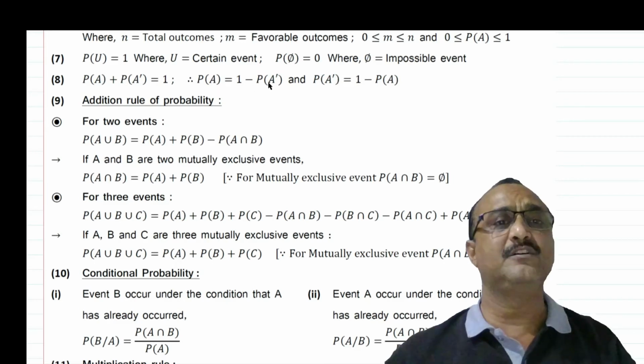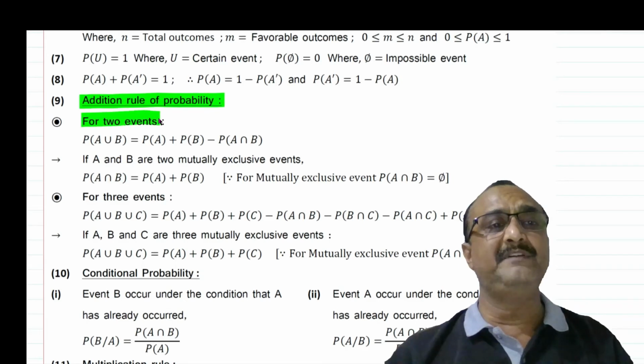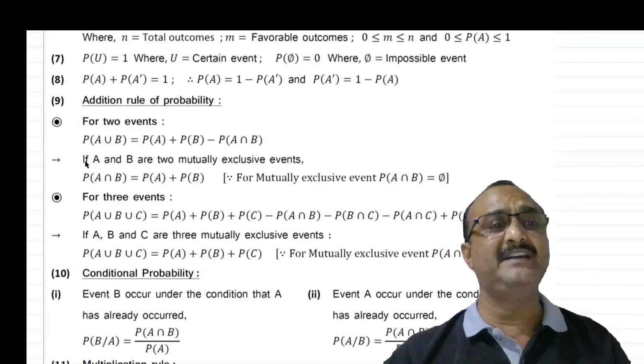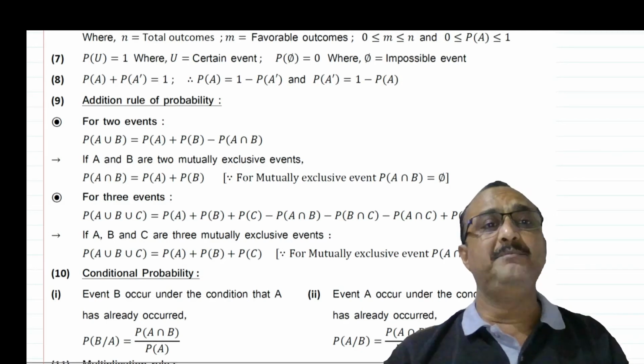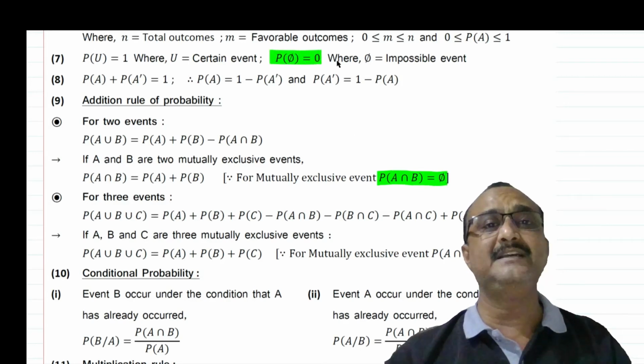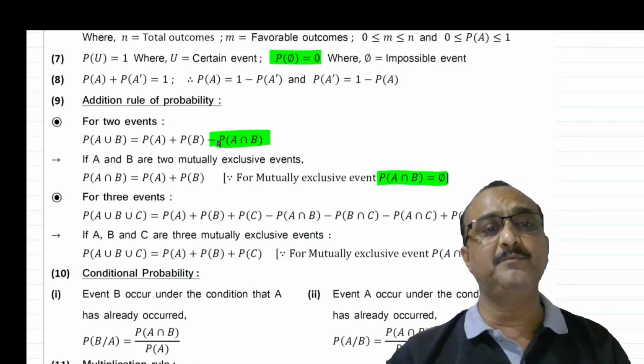Okay, this is also known as the complementary event. A prime is known as the complementary event, means probability of not happening of event A. Then my addition rule of probability for two events and for three events. P of A union B equal to P of A plus P of B minus P of A intersection B. And another rule for two events: if A and B are mutually exclusive events, remember, in mutually exclusive events always A intersection B equal to phi, and probability of phi is always 0. So P of A union B equal to P of A plus P of B.